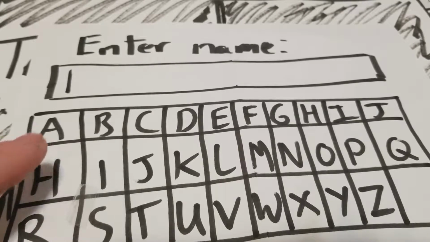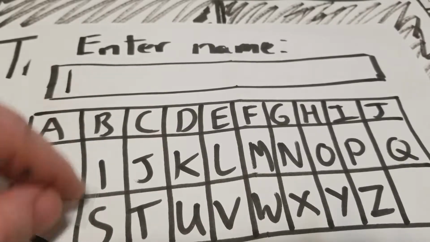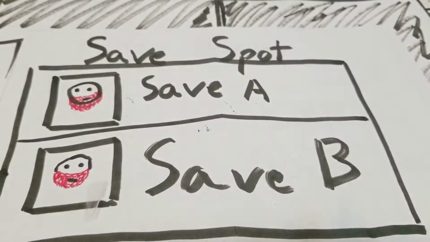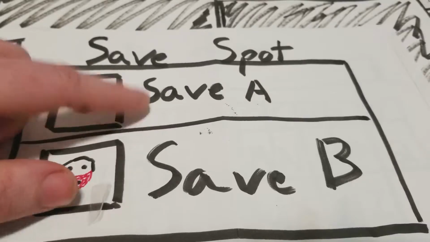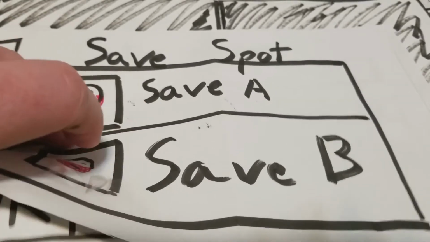This keyboard is actually going to be the keyboard from the mobile phone. It's not going to be a keyboard that's displayed. So they would go ahead and type in their name, and then on the save spot, the next time that they go there, it's going to actually have their name on there that they put for their save.